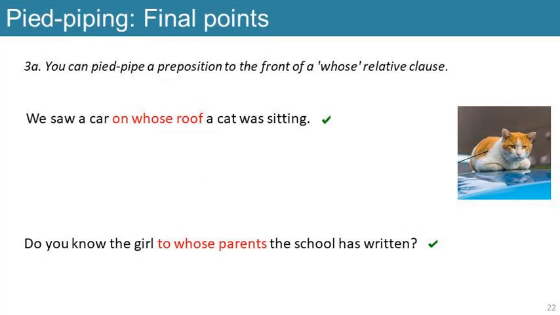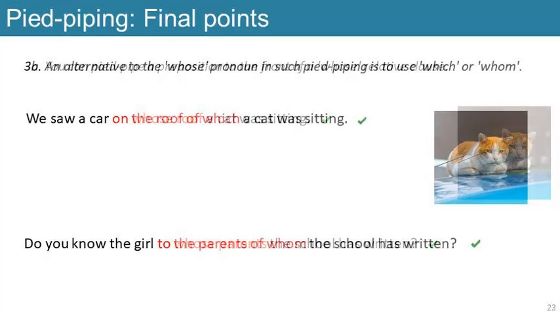Thirdly, you can pied pipe a preposition to the front of a whose relative clause. For example, "We saw a car on whose roof a cat was sitting," and "Do you know the girl to whose parents the school has written?" An alternative to the whose pronoun in such pied piping is to use which or whom. "We saw a car on the roof of which a cat was sitting," and "Do you know the girl to the parents of whom the school has written?" These constructions are very formal.